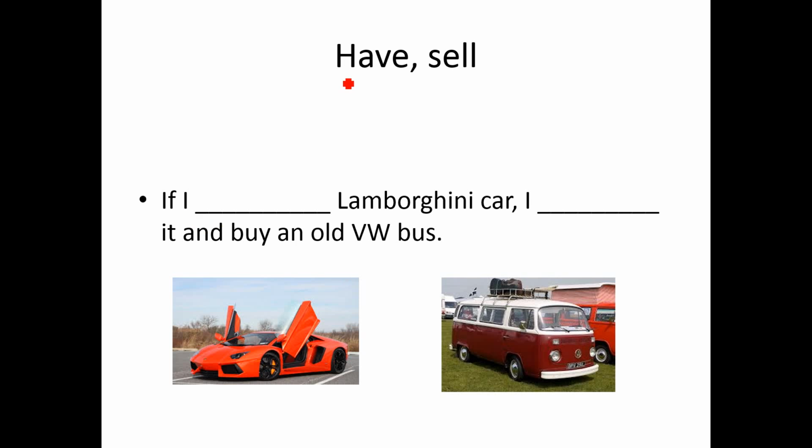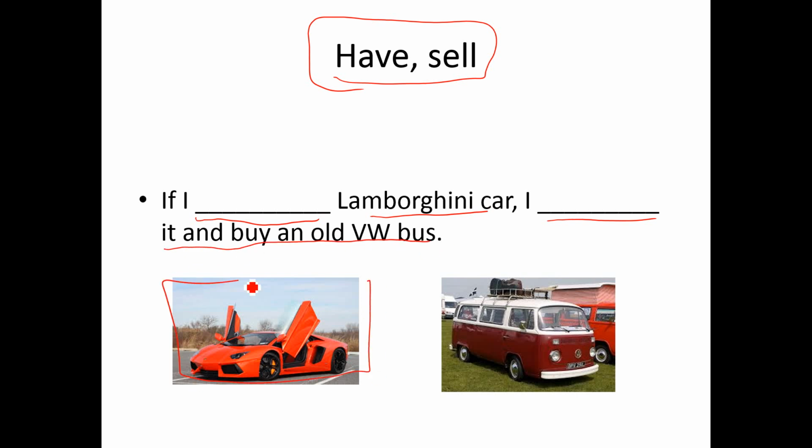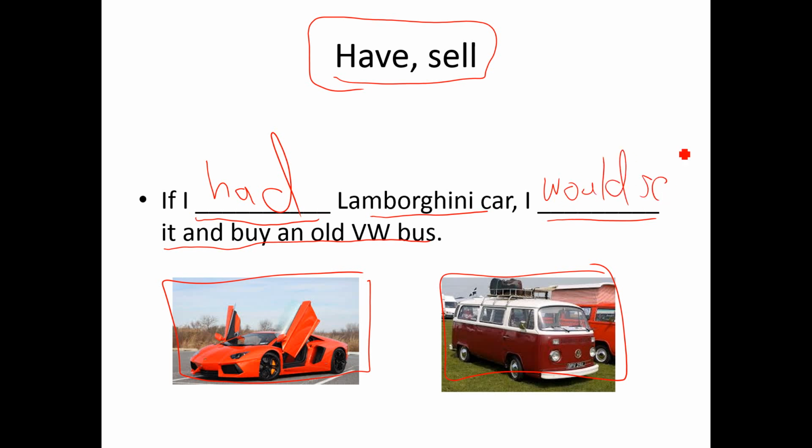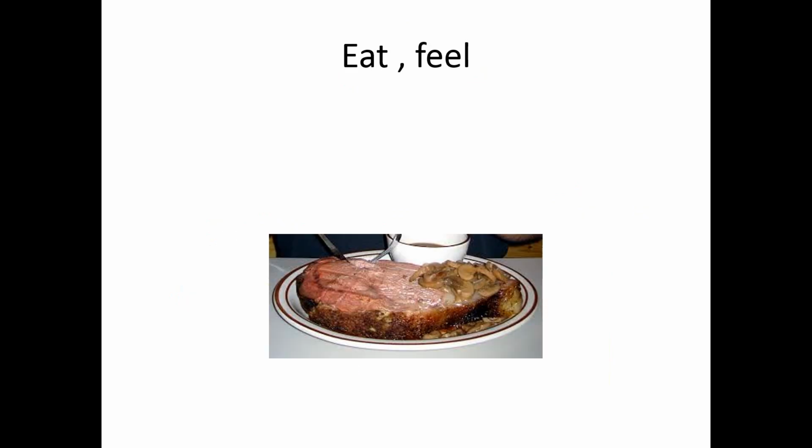Can you put the verbs in the blanks? If I, Lamborghini car, it and buy an old VW bus. This is my Lamborghini car. Here is the VW bus. In this situation, if I had a Lamborghini car, I would sell it and buy an old VW bus.